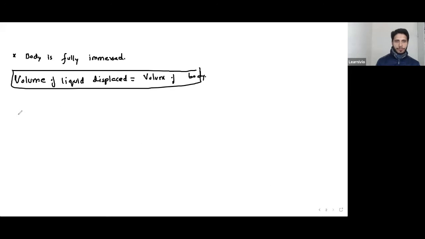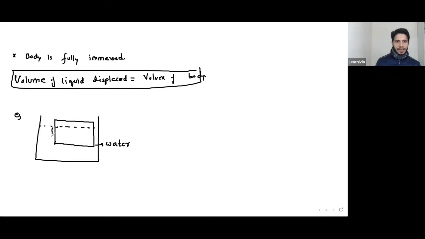For an example, so this is water. Inside water, I place this body. The volume of the body inside the water is, let's say, 5 meter cube. The volume of the body outside the water is 2 meter cube. So the total volume is 7 meter cube. I'm asking you to calculate this buoyant force.